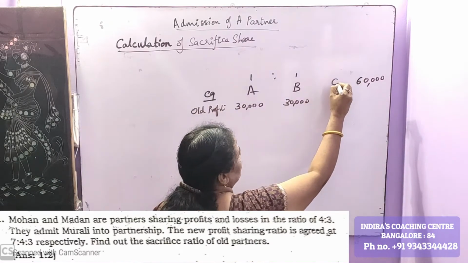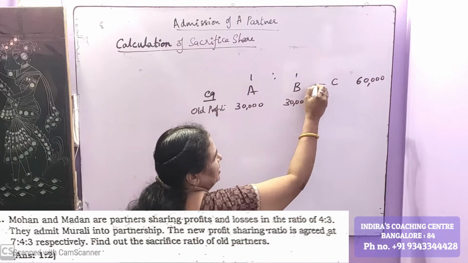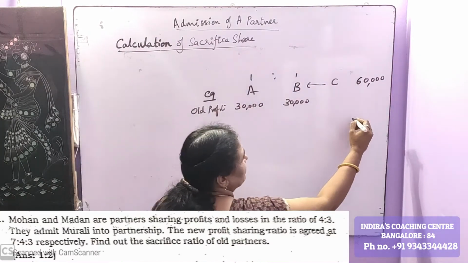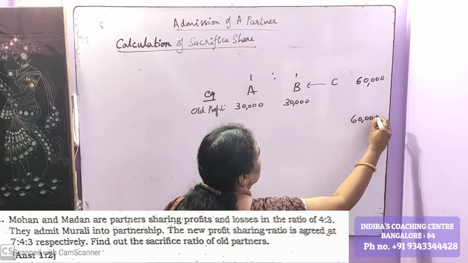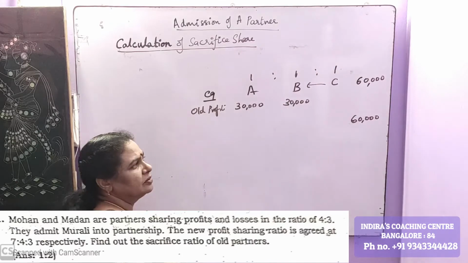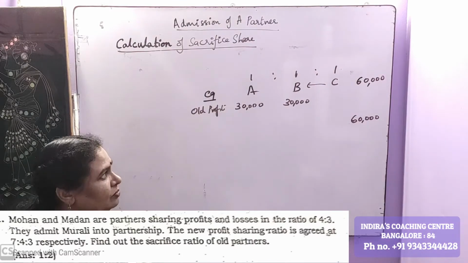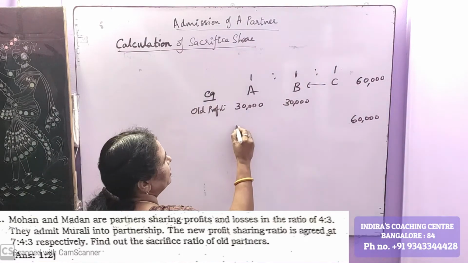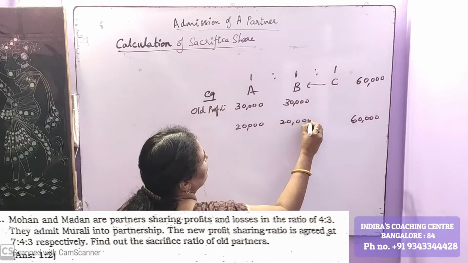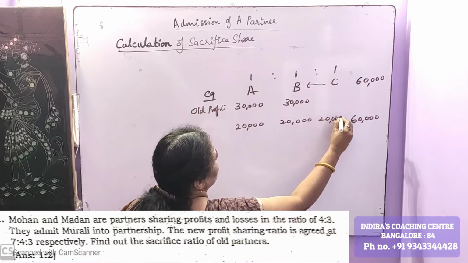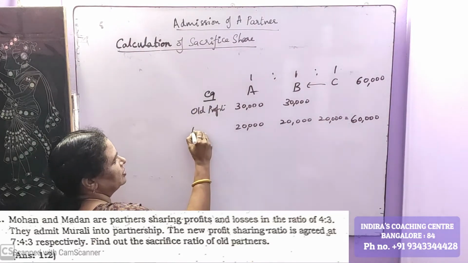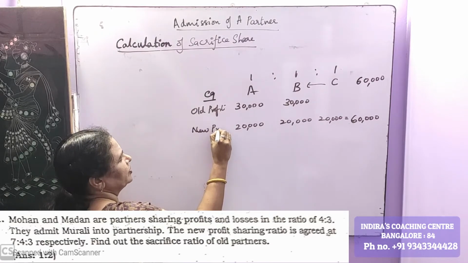C is a new person who has entered into the business. Let me say the profit remains the same, as an assumption, and the ratio is equal. Now, if you share 60,000 equally between three people, you see their new profit is 20,000, 20,000 and 20,000. Right? So, this is the new profit.